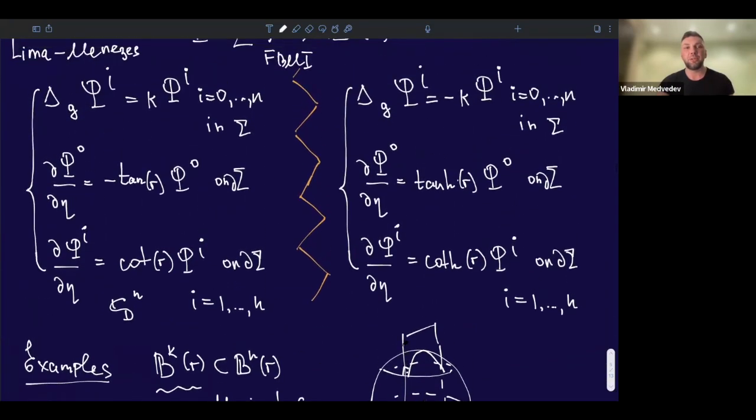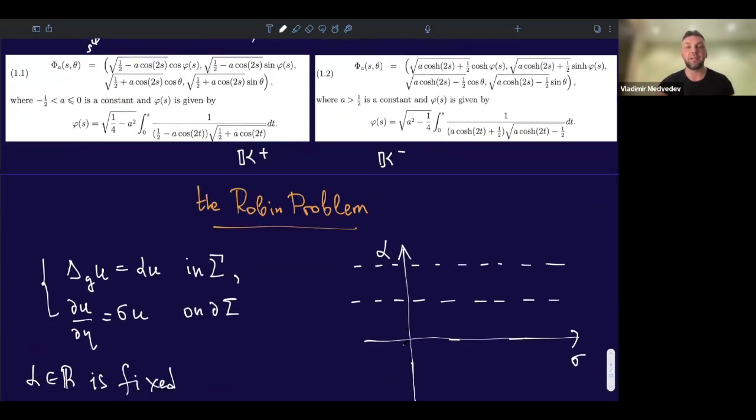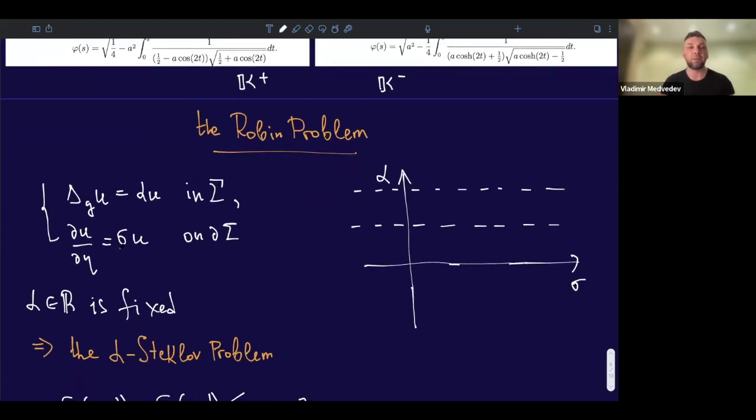If you go back to this formula, then we see that the coordinate functions satisfy the Robin problem. The Robin problem is the following: we're looking for functions such that delta U equals alpha U in sigma, and the normal derivative equals sigma U on the boundary. You can actually change alpha, then you will get spectral curves, which are very interesting, and a lot of people study them.